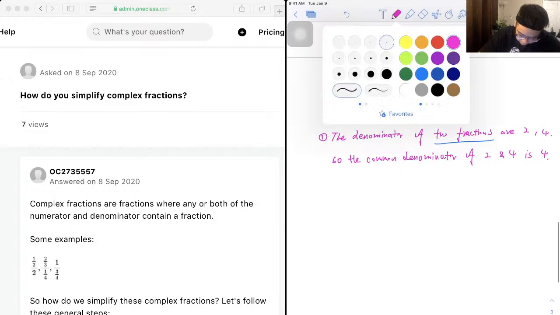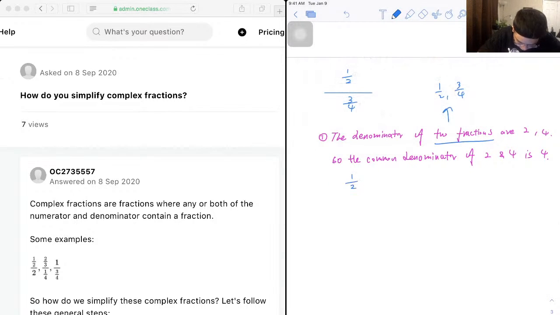So we'll have still 1 over 2 over 3 over 4. Then we times 4 for both numerator and denominator in order to maintain the same value of our original fraction. So we will get 1 over 2 times 4 is just 4 over 2. And 3 over 4 times 4 will be 12 over 4.